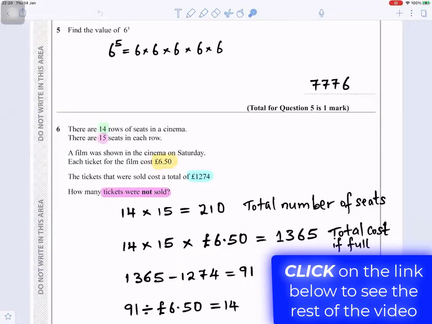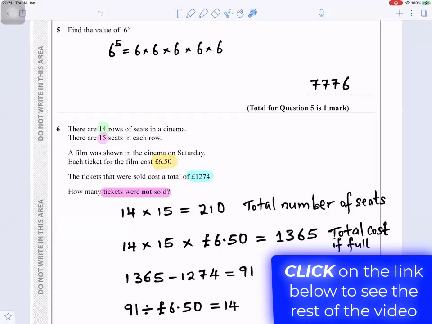Question number 5. Find the value of 6 to the power 5. 6 to the power 5 is the same as 6 times 6 times 6 times 6 times 6. And that will give you 7,776. In your calculator, you will use the button x with a box, and then you will put 5 at the top. So x will be 6, and then in that button you put 5, and that should give you the answer.